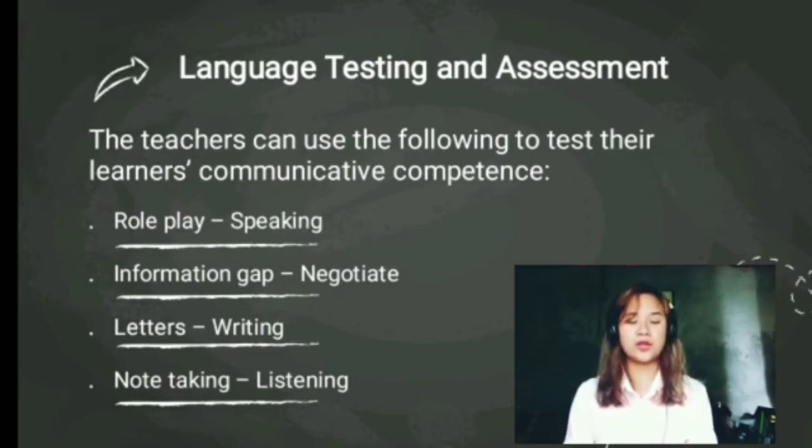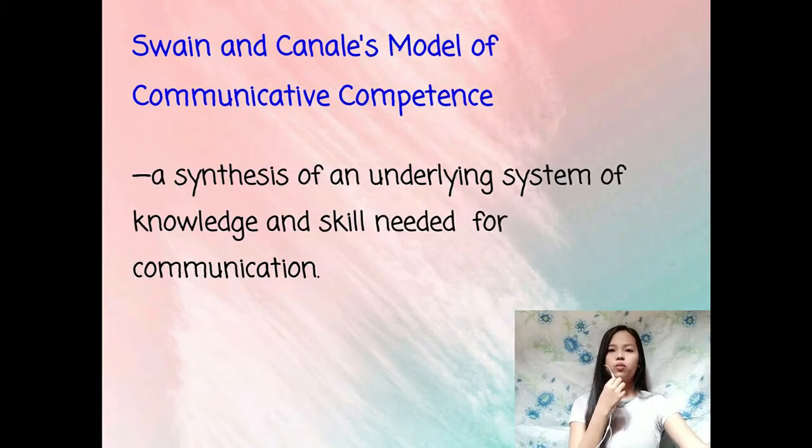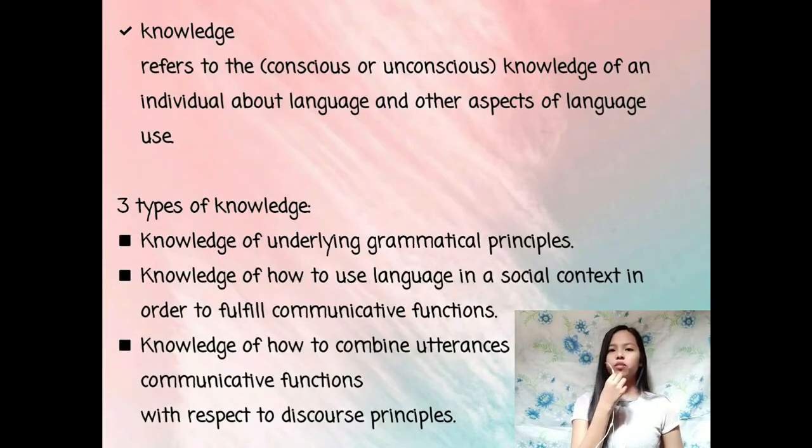As a continuation to the previous report, Swain and Canale's model of communicative competence is a synthesis of an underlying system of knowledge and skill needed for communication. In their concept of communicative competence, they defined what knowledge is and in what linguistic field it represents. Knowledge refers to the conscious or unconscious knowledge of an individual about language and about other aspects of language use.